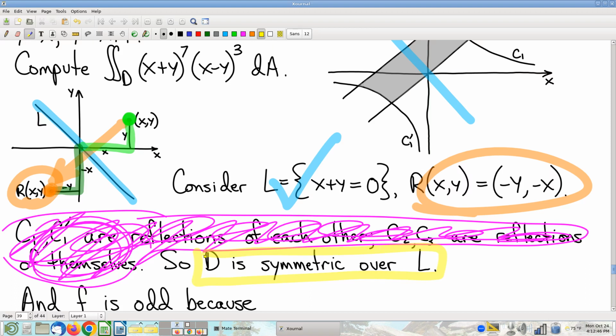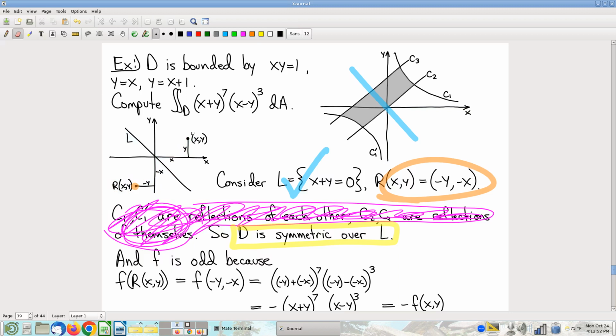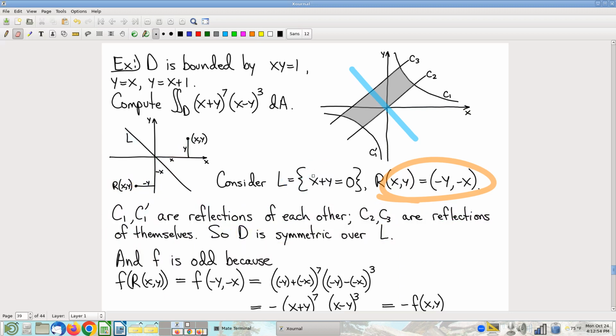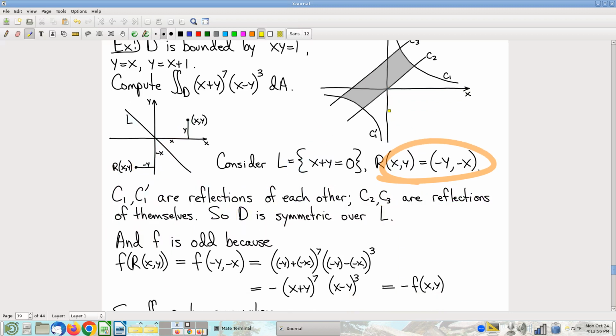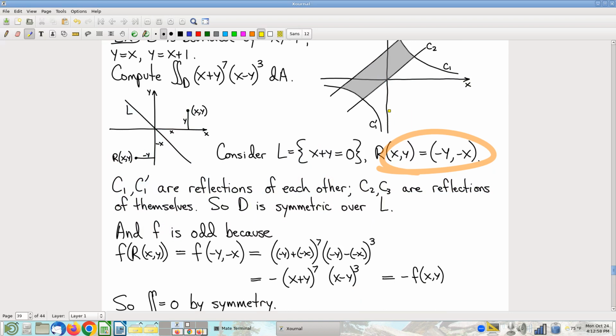Now we got to worry about the integrand. Is our integrand symmetric? And here you go. Lots to plug in. This is my function, right? This is my f of x comma y. Keep in mind I'm plugging in the reflection, which is negative y comma x.